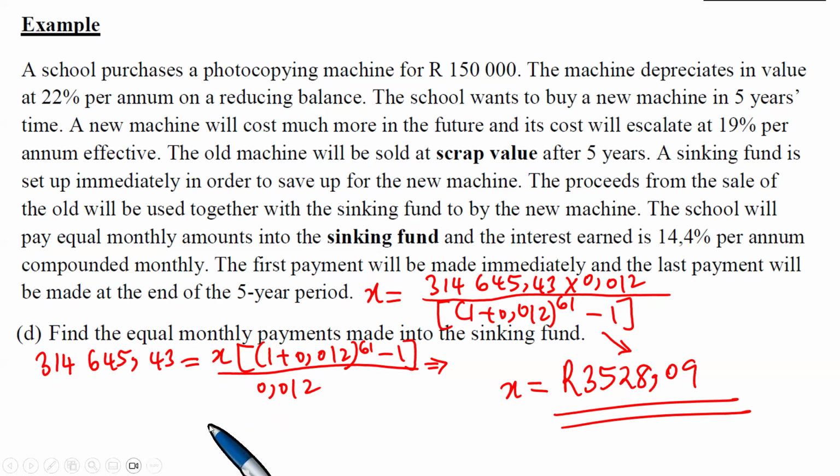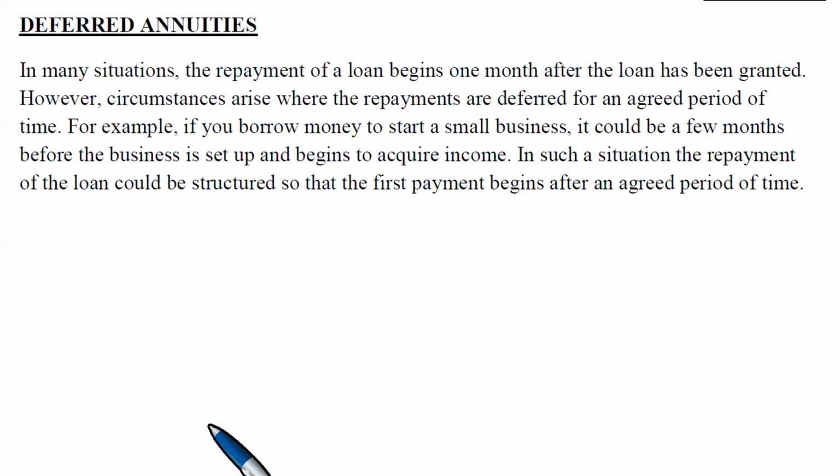And we move forward. We discussed what we call deferred annuities. In many situations, the repayment of a loan begins 1 month after the loan has been granted. However, circumstances arise where the repayments are deferred, or delayed, for an agreed period of time. For example, if you borrow money to start a small business, it could be a few months before the business is set up and begins to acquire income. In such a situation, the repayment of the loan could be structured so that the first payment begins after an agreed period of time.